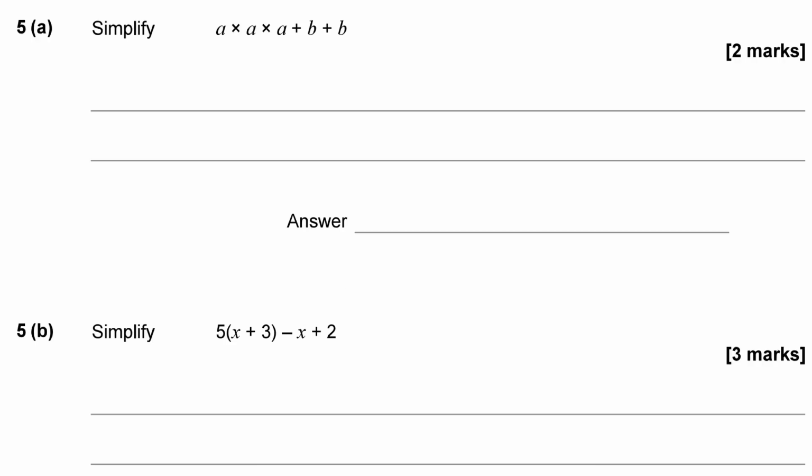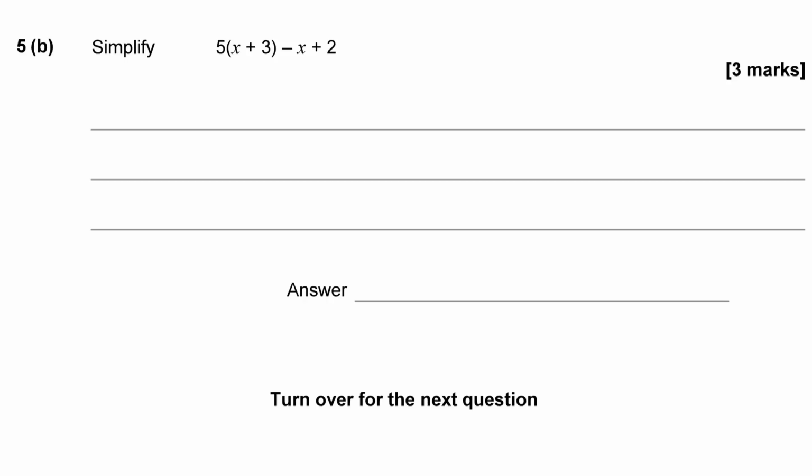Okay, question 5. Simplify a times a times a plus b plus b. Okay, so we've got a multiplied by itself 3 times. So that's going to give me a cubed, and I've got b plus b, so b added to itself. b plus b is 2b, and these two things are added together, so it's going to simplify to a cubed plus 2b.